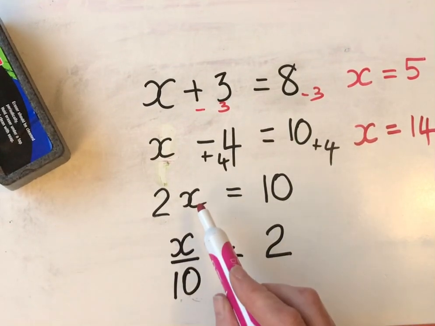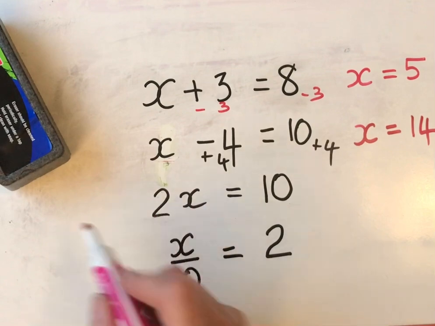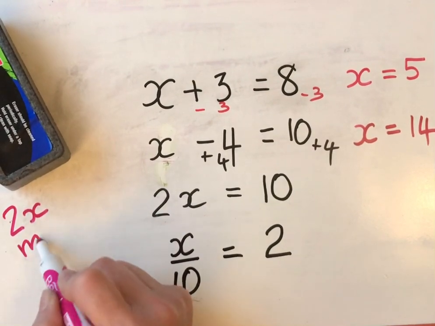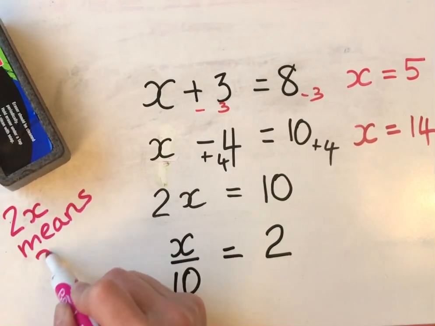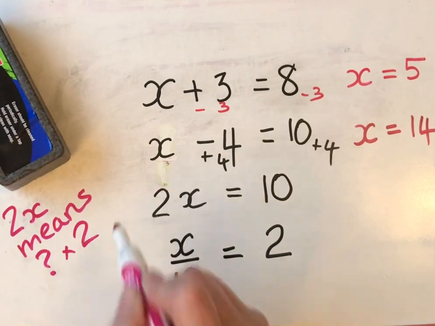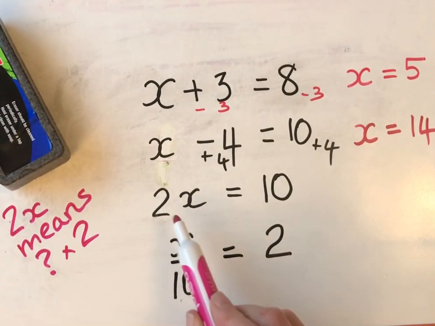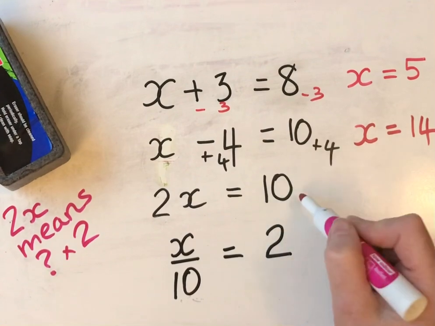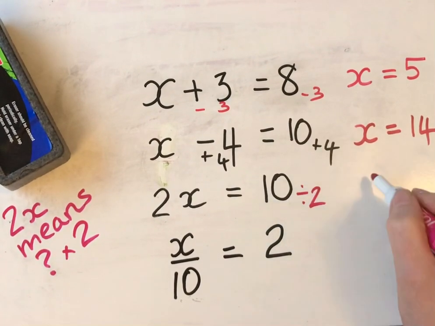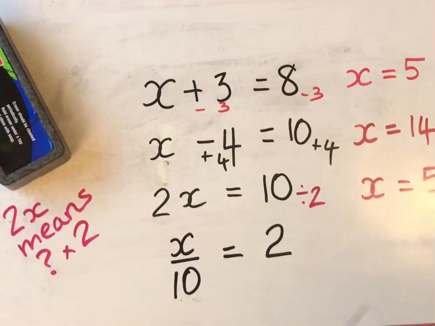Here, the inverse of multiply, which 2x means something multiplied by 2. So the inverse of times by 2 is divide by 2. And 10 divided by 2 is 5.